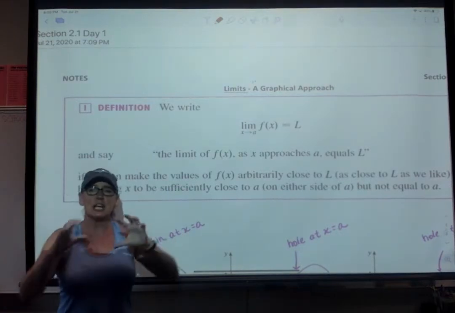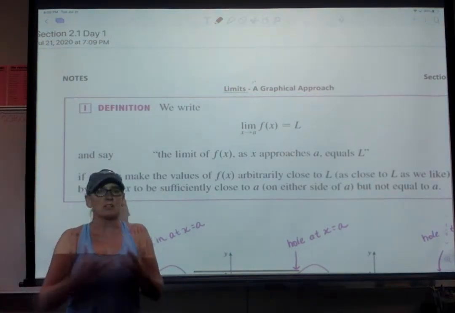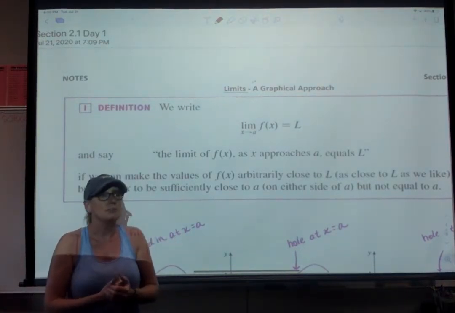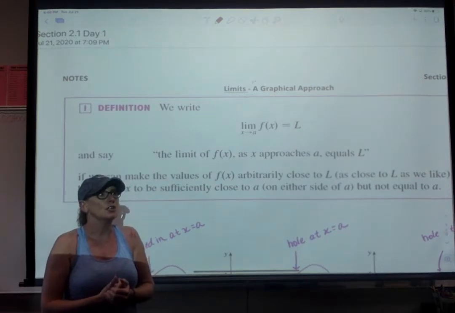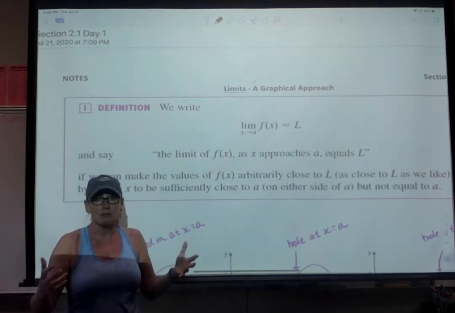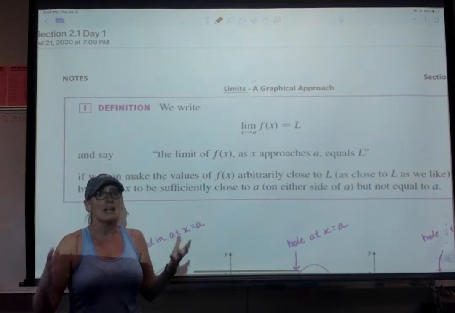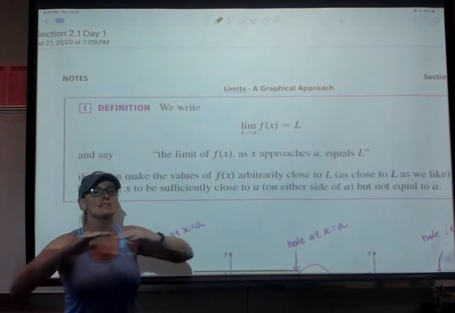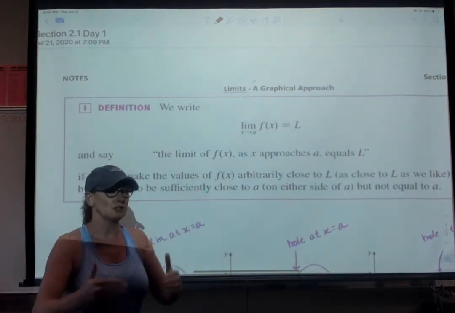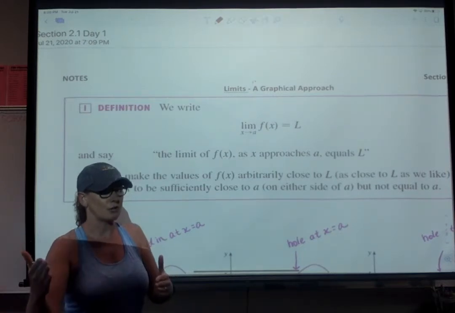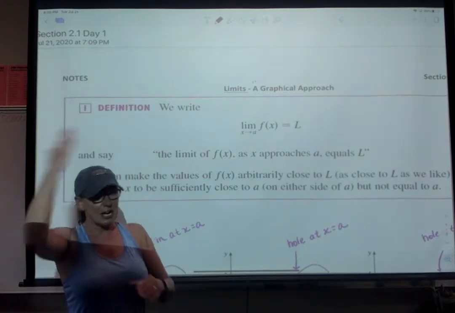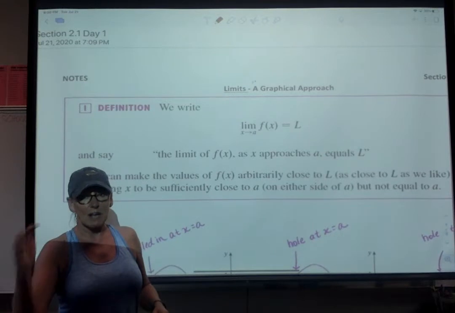I need to change your thinking about the word limit. Most of you drive, and you know that when you're driving down the road, you see a speed limit sign. That means that's the maximum speed that you're supposed to drive. Don't go over it. You need to stop thinking that way for this class.